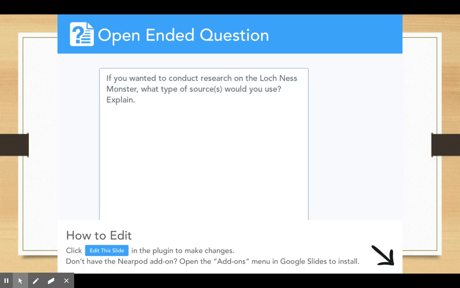I might use pictures, photographs that other people have taken of the Loch Ness Monster. I know a lot of people have been using super duper crazy kinds of underwater cameras. I might talk to those people and look at their film. I might look at stories online of people who thought they saw the Loch Ness Monster. So there's lots of different kinds of sources that you could look at.